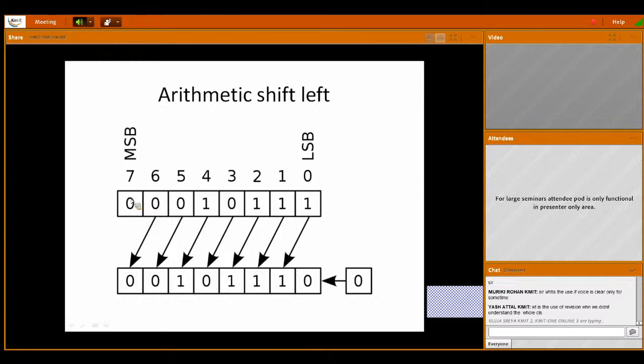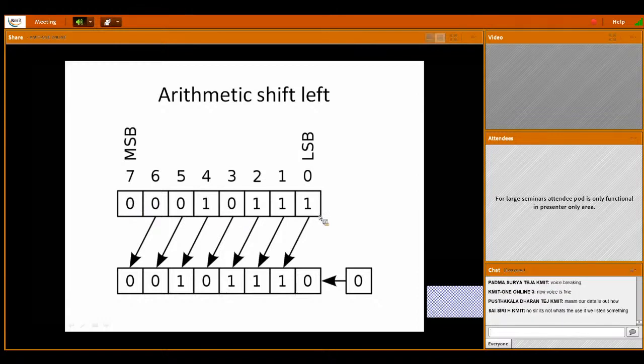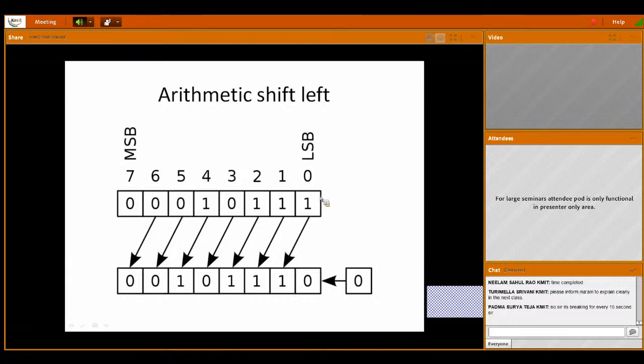Here, the 0 indicates what? This value is a positive number. Whatever decimal value you get, it is positive. In decimal, you use the plus symbol, but in binary, you use 0 for plus.